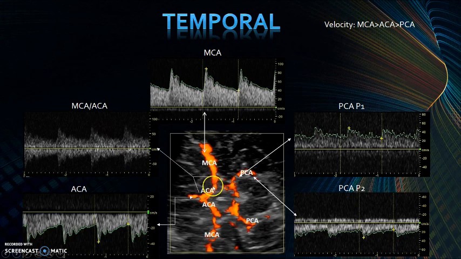Once you're done there, you can begin scanning the anterior cerebral artery. You can take about 2 or 3 samples here, as it is a short segment of artery. The flow is going to be below baseline. And then you move on to the posterior cerebral artery, which has 2 segments, P1, which will be above baseline, and P2, which will be below baseline. The velocity is usually highest in the MCA and lowest in the posterior cerebral artery.